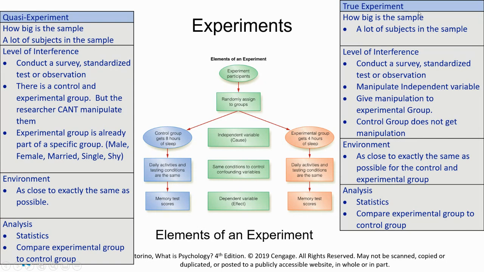Now, I went over the true experiment here, but over here I have something called a quasi experiment, because sometimes you almost have a true experiment, but not quite. Maybe you have a control group and an experimental group, but you can't randomly assign them. Like, let's say that I'm comparing men versus women. Well, I can't randomly assign George to be a woman, and I can't randomly assign Susie to be a man. And so that is going to affect my experiment. And so this is a quasi experiment, almost an experiment.